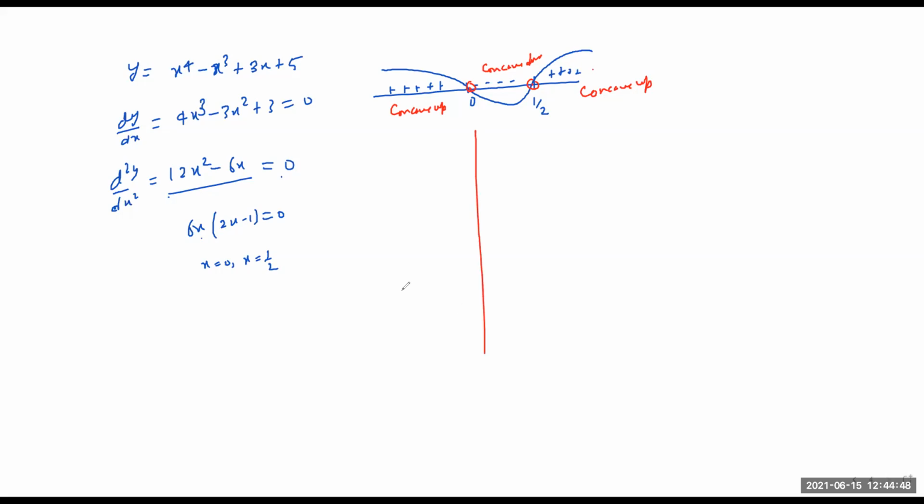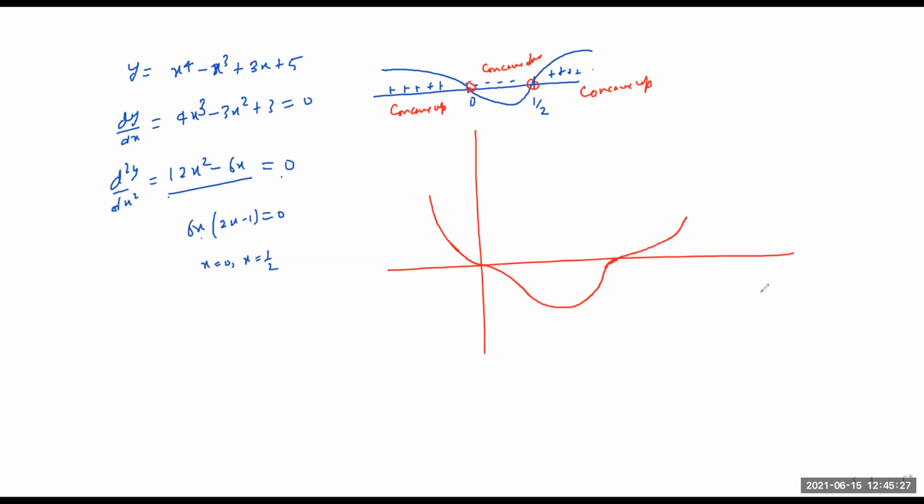So I don't know how the graph will look, but at least I have some idea about the nature. Beyond 0 it's going concave down, and then concave up, so it may be something like this, maybe a point of inflection. It may be changing like this, and then somewhere again it's a point of inflection, so it will become flat here.